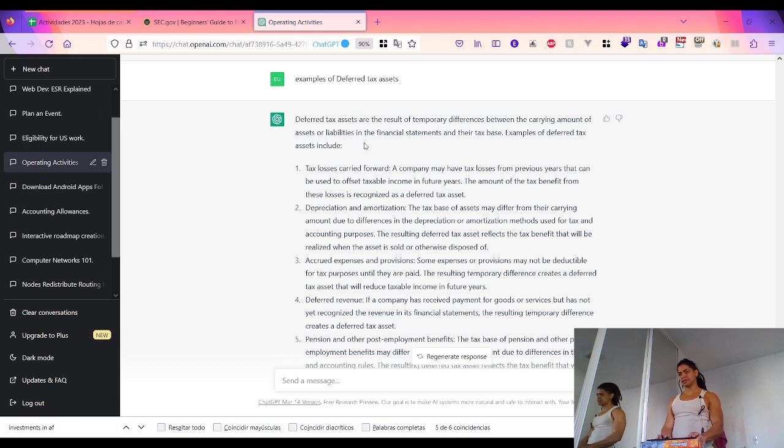In Spanish it is impuestos de activos diferidos.